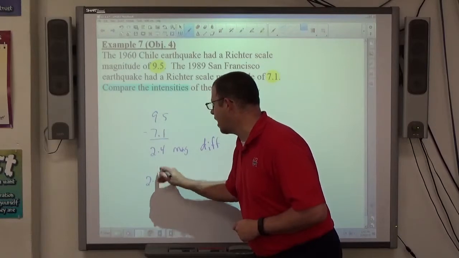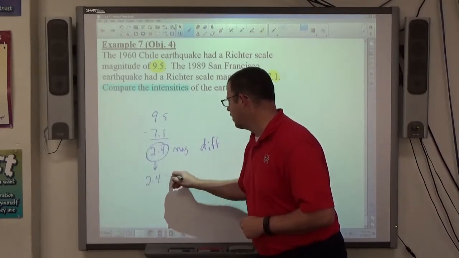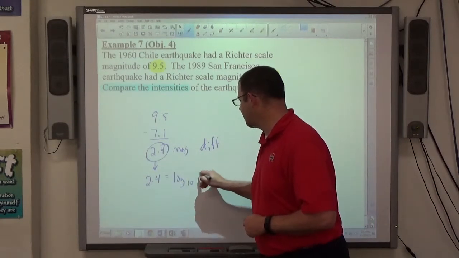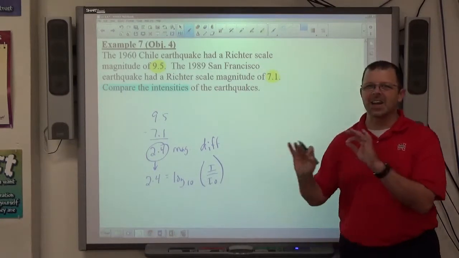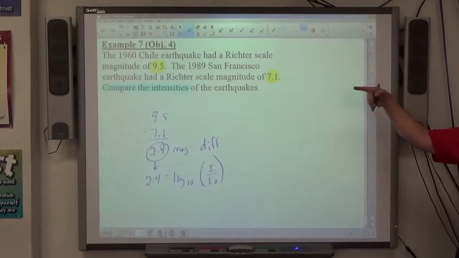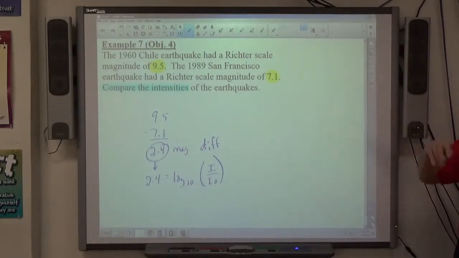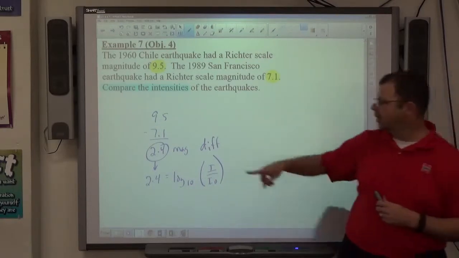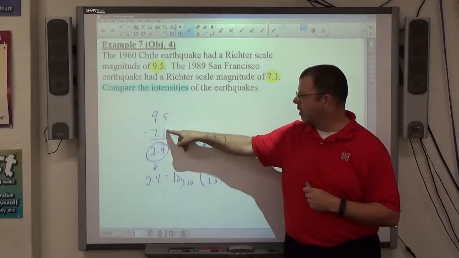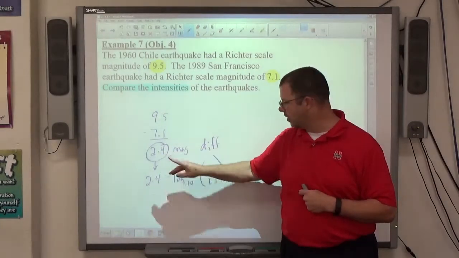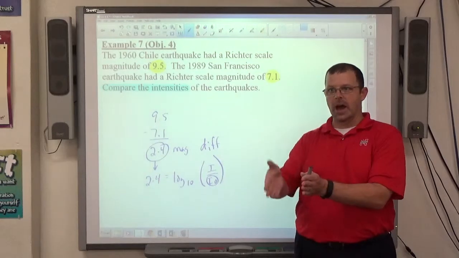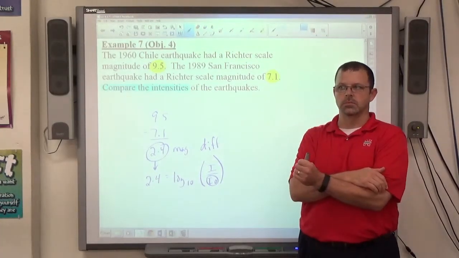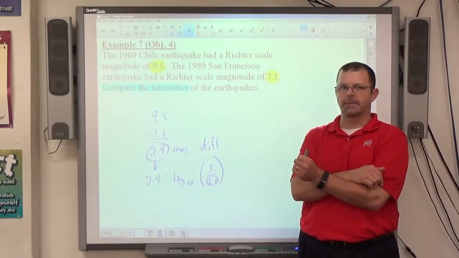I take the magnitude that I now have, this magnitude difference, which is equal to log base 10 of I over I sub 0. But in this case, I sub 0 is the San Francisco earthquake, where I is the Chile earthquake. Does that make sense? If you're doing a magnitude differential, one earthquake minus the other, the intensity I sub 0 represents the power of the smaller earthquake. The I represents the bigger earthquake. Does that make sense to everyone? Can we all handle that?